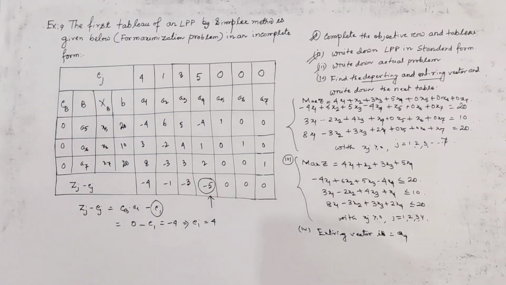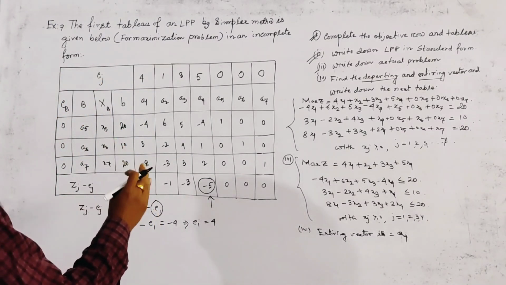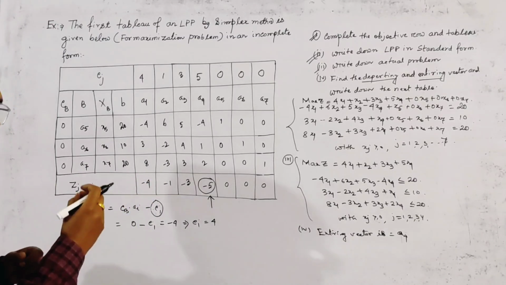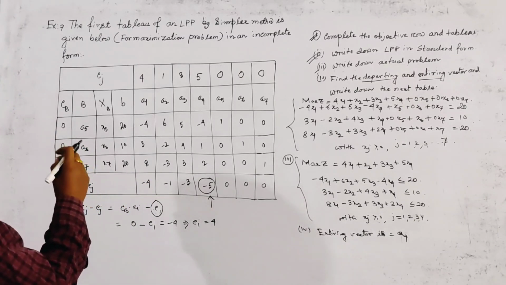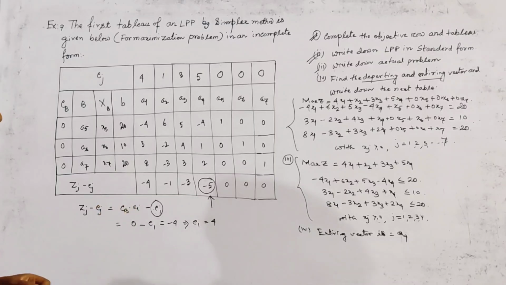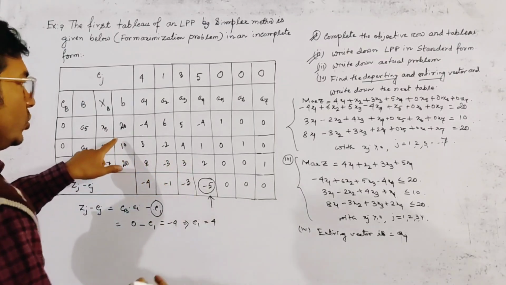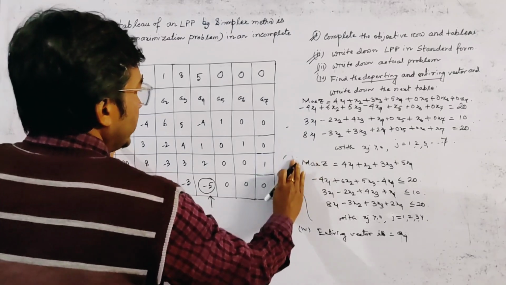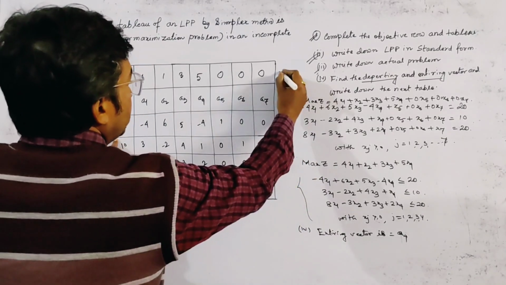The entering vector is A4. Now we find the min ratio for indicating the outgoing or departing vector. How to calculate the min ratio? Here we write another column, min ratio.